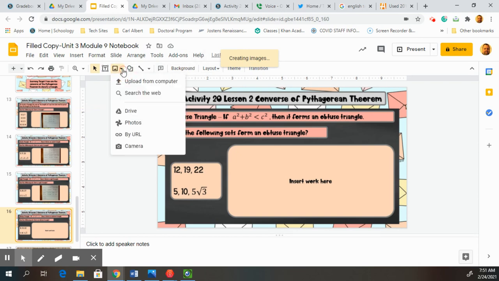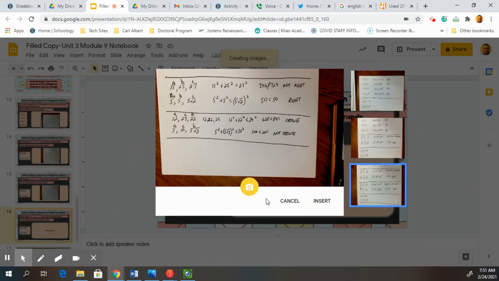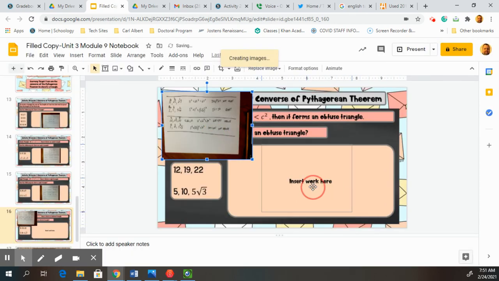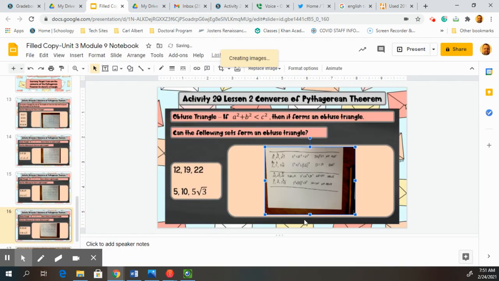So I'm going to take another picture, insert that in, and there you go. So that's what we're going to be doing today. We're going to be determining what type of triangles we have. Okay? If you have any questions, let us know.